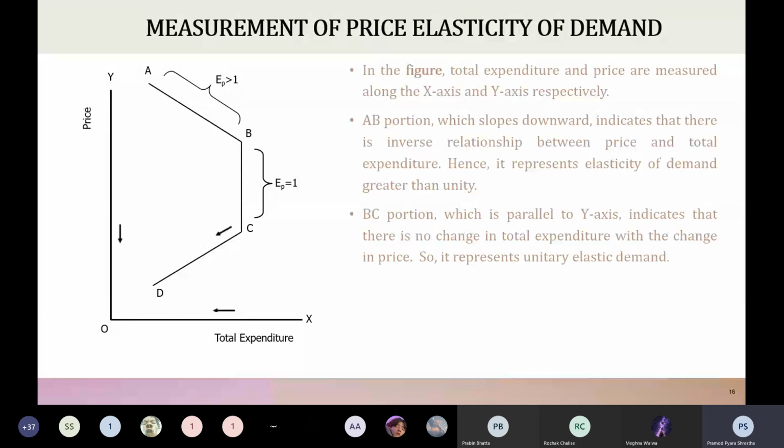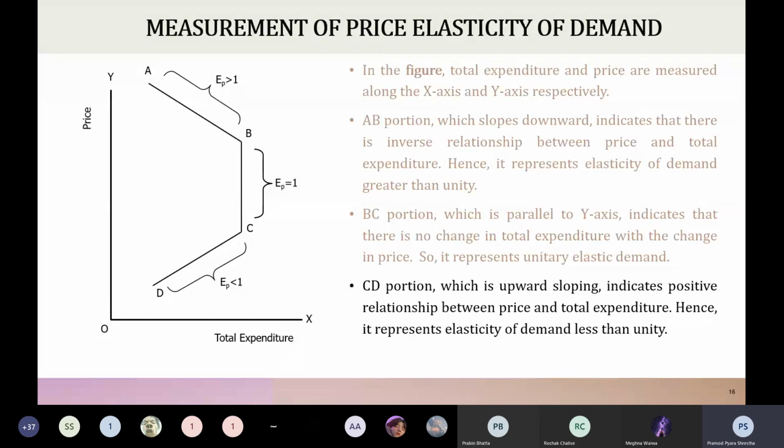That's why there has been movement from C to D, and this movement indicates a positive relationship between price and total expenditure. So it is the case of EP less than 1. Now let's describe this portion. In the figure, the CD portion, which is upward sloping, indicates a positive relationship between price and total expenditure. Because of this positive slope, it indicates the case of price elasticity of demand less than unity.